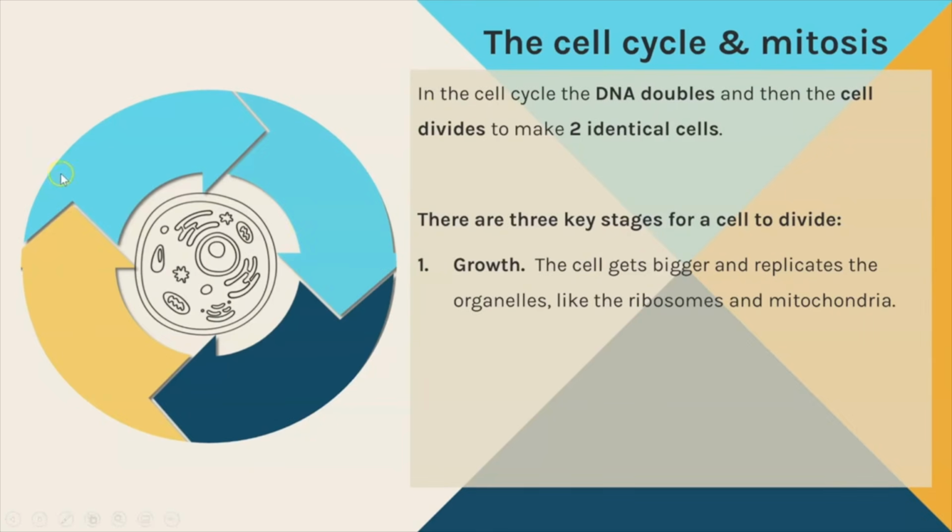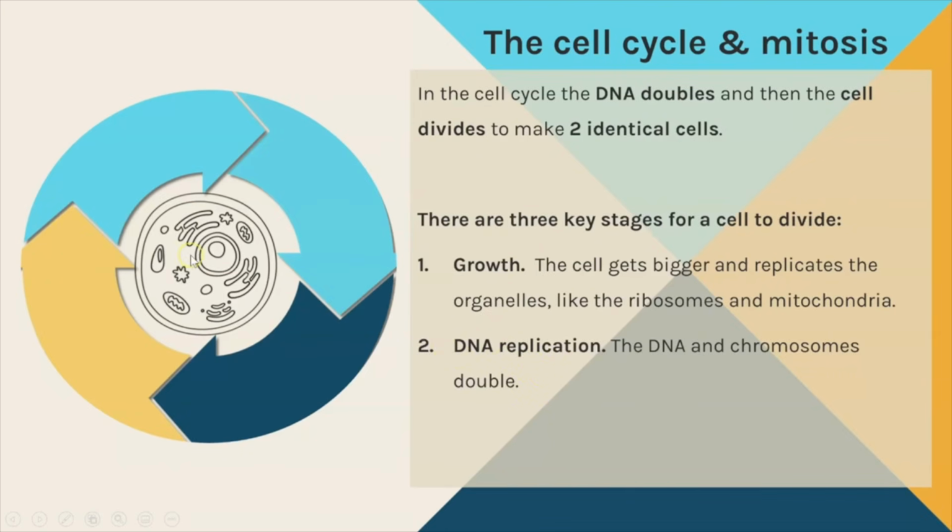So that's what we have as one of the main stages of the cell cycle. The cell gets bigger, and all of the organelles, which are the internal cell structures, also replicate. So things like the ribosomes and the mitochondria. As well as that, all of the DNA doubles. So DNA replication happens. So there's now 2 copies of every single chromosome.